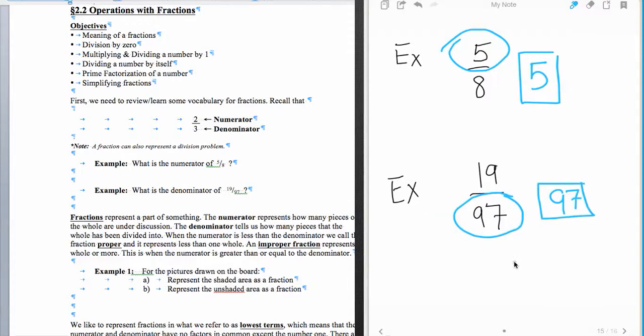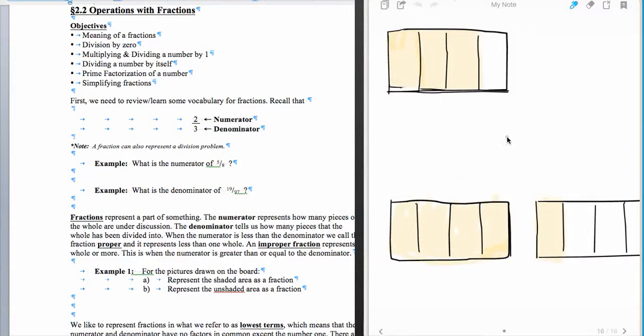Now what we want to talk about is what a fraction really means. What does it represent? You see a couple of pictures drawn over here that we're going to use to figure out what the representation is in a fraction. First of all, what we need to know is a fraction represents parts of something. The numerator represents how many pieces we're discussing, and the denominator tells us how many pieces a whole has been broken into. A proper fraction means that we have one whole item being broken into pieces, and we're discussing less than one whole item.